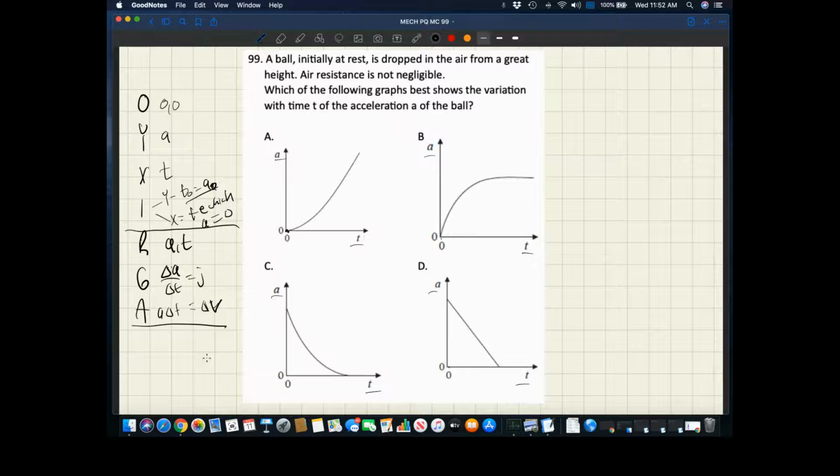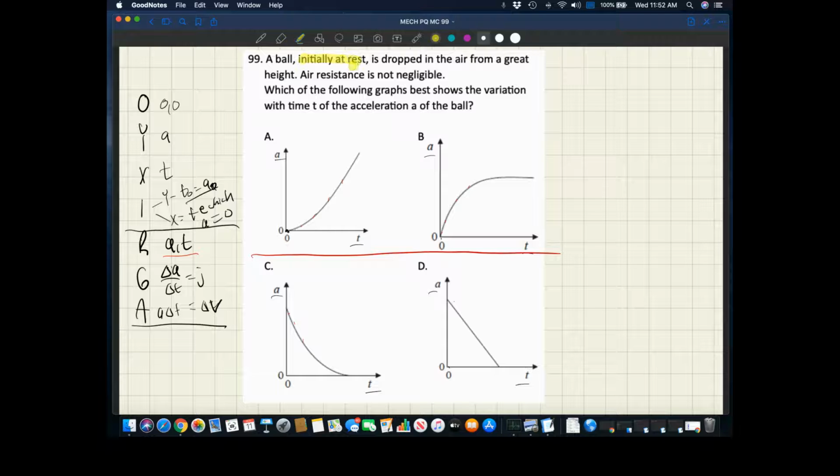So now we could ask ourselves, what is going on with the acceleration? The first one shows it increasing. The second one shows it increasing. The third one and the fourth one show it decreasing over time. So A and B are clearly different from C and D in terms of overall trend. So now let's take a look at the question.